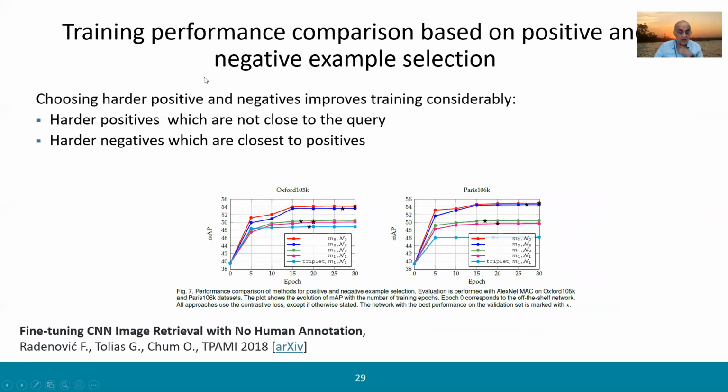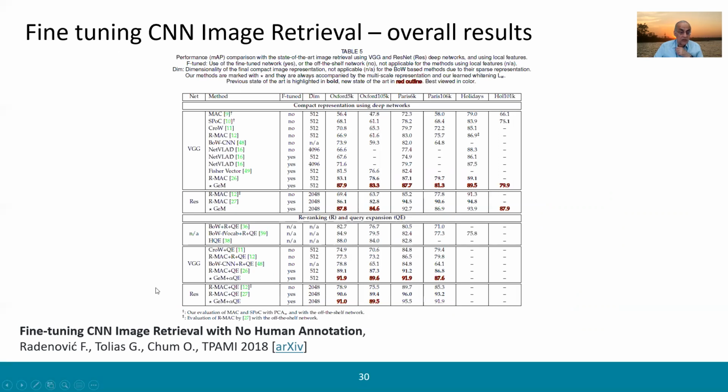So in this slide over here, this is from their paper, what they're showing is the improvement in training as you train more wisely. If you choose harder positives, which are not close to the query, or harder negatives, which are closest to the query, you can see you get these top two curves, this reddish pink and purplish blue one right on top. While if you just use the vanilla approaches, you get something at the bottom. Okay, so that was it for this paper on fine-tuning CNN image retrieval with no human annotation.